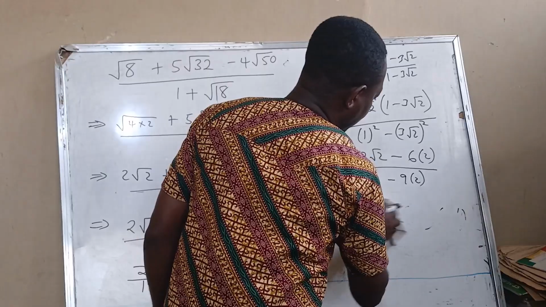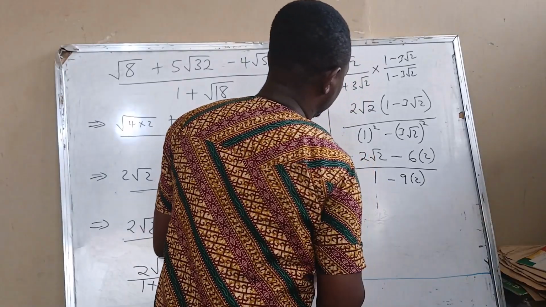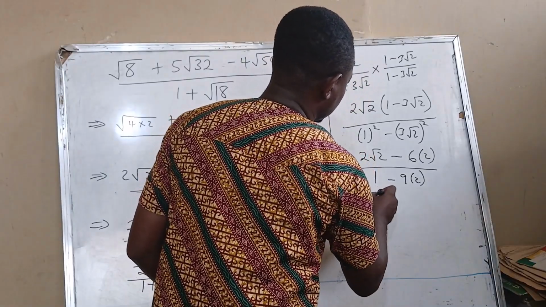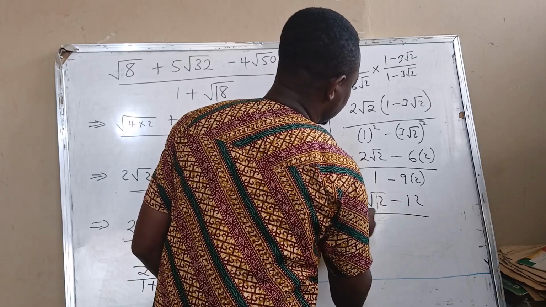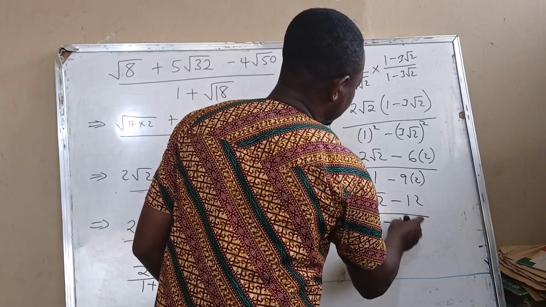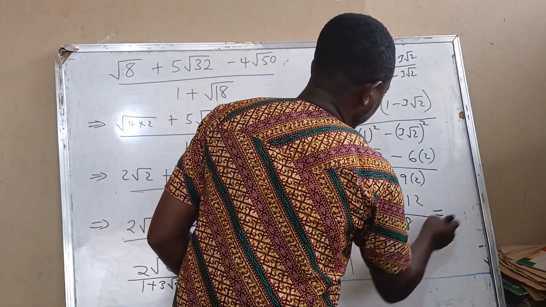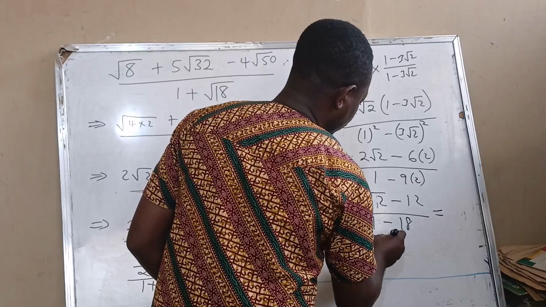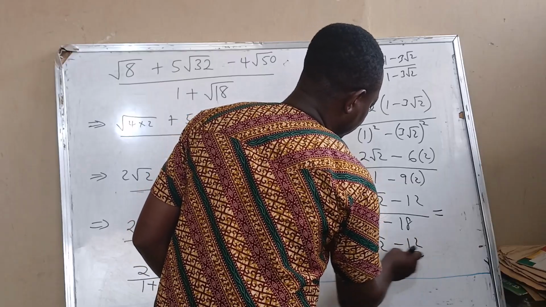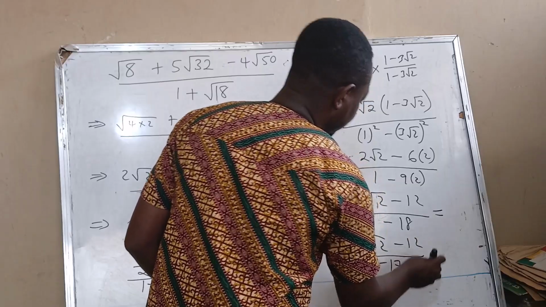Okay, so we have 2 root 2 minus 12 over 1 minus 18. So that would be 2 root 2 minus 12 over minus 17.